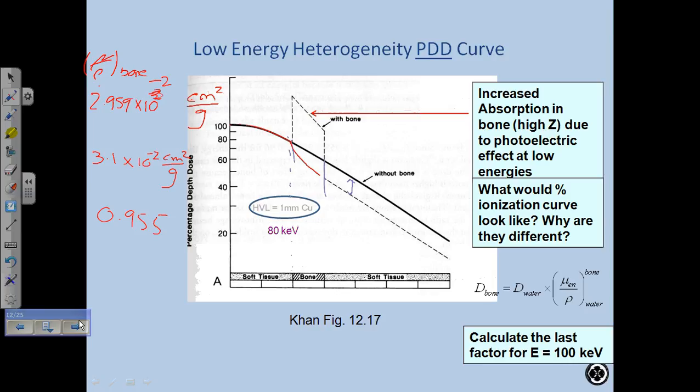Was that mu n over rho, or was that mu over rho? That was mu n over rho. Okay, 100 keV might be too high. As the energy gets lower, this number is going to get bigger than 1 because of the photoelectric effect at some point. Let's do 50 keV.